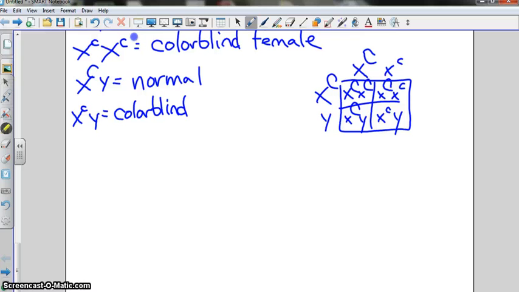So what we need to do is we can't just say how many are colorblind and how many are not. We need to say how many colorblind girls are there, how many normal girls. So let's say how many normal females. What's our odds of getting a normal female? 100%.